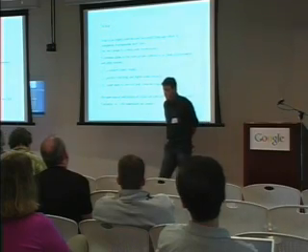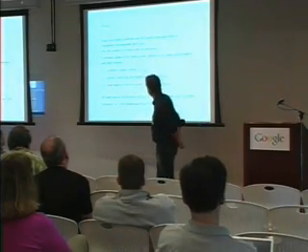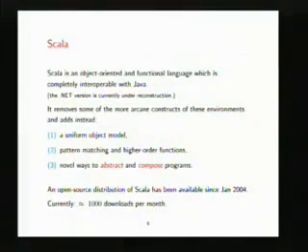So to come to Scala, Scala is an object-oriented and functional language, and its other characteristic is that it's completely interoperable with Java. There's also a .NET version, which is currently under reconstruction. That means that it lags behind in the versioning. The latest version currently exists only on the JVM.